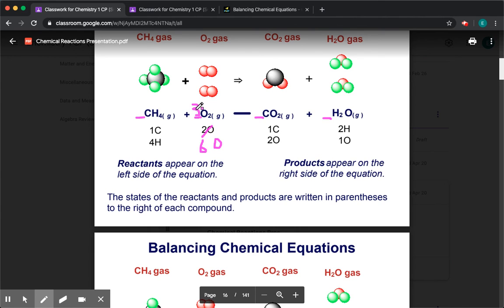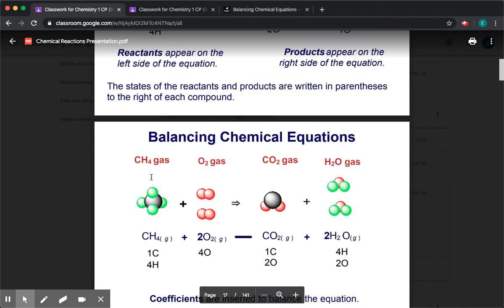I'm allowed to change the coefficient, okay? I'm allowed to change this number. You are not allowed to change any of the subscripts. So that subscript 2, you can't touch that. That subscript 4, can't touch that, okay? That subscript 2 on the water, you can't touch that. So you cannot edit those numbers. The only thing you are allowed to edit is the coefficient in front, okay? So let's continue and see what they end up doing.